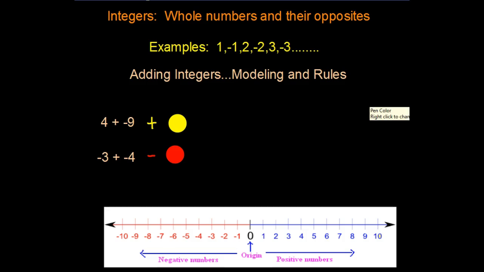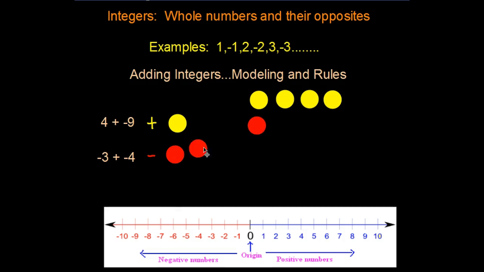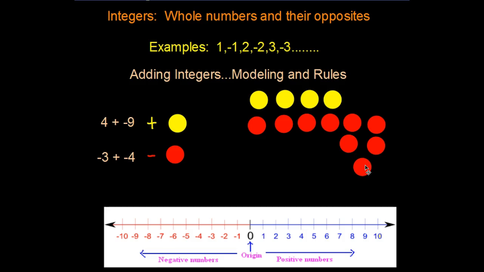So with the first one, and let me get them, I'm going to use 4 plus -9. So for my 4, 1, 2, 3, 4, there's my positive 4. For my negatives, I'm going to say, okay, I've got -1, 2, 3, 4, 5, 6, 7, 8, 9. Should have used a smaller number there.